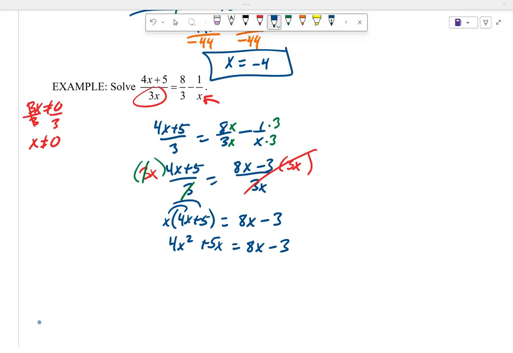Got a quadratic, get one side equal to 0. Add 3, add 3. So we got 4x squared minus 3x plus 3 equals 0.